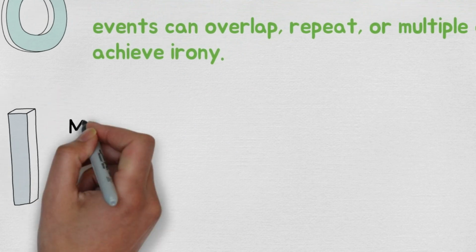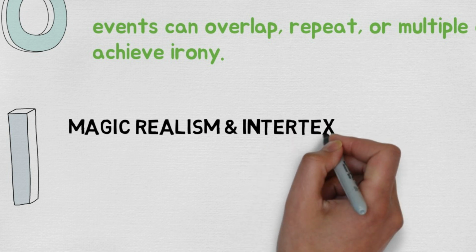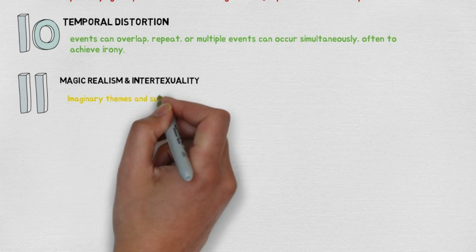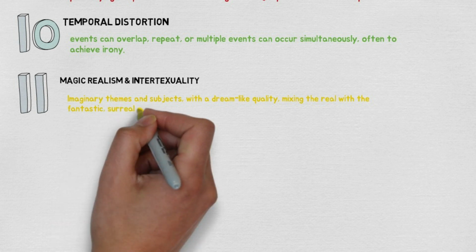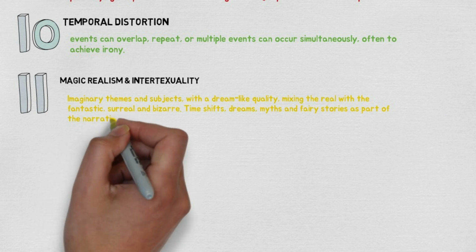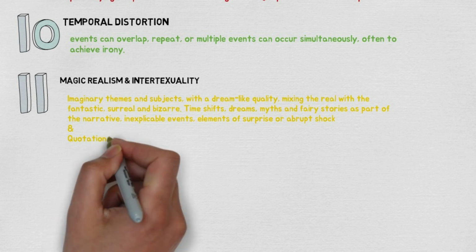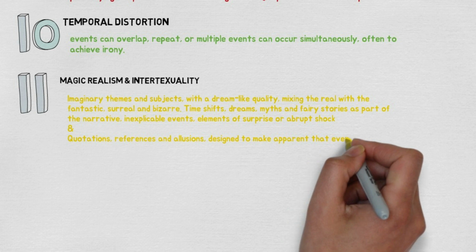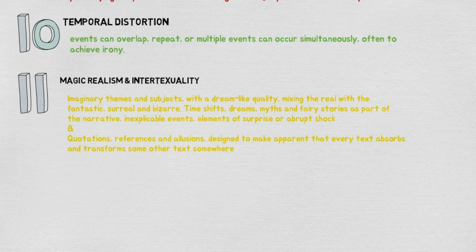The number 11 element of the postmodern age is magic realism and intertextuality. Magic realism, as its name suggests, includes imaginary themes and subjects with a dreamlike quality, mixing the real with the fantastic and the bizarre. Time shifts, dreams, myths, and fairy stories as part of the narrative, inexplicable events, elements of surprise or abrupt shock. And intertextuality includes quotations, references, and allusions designed to make apparent that every text absorbs and transforms some other text somewhere.